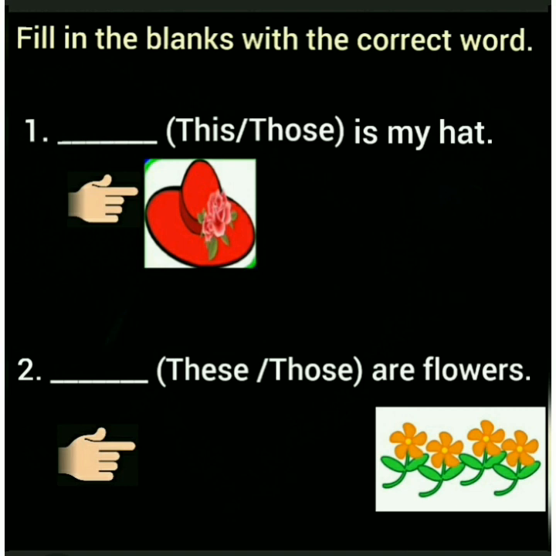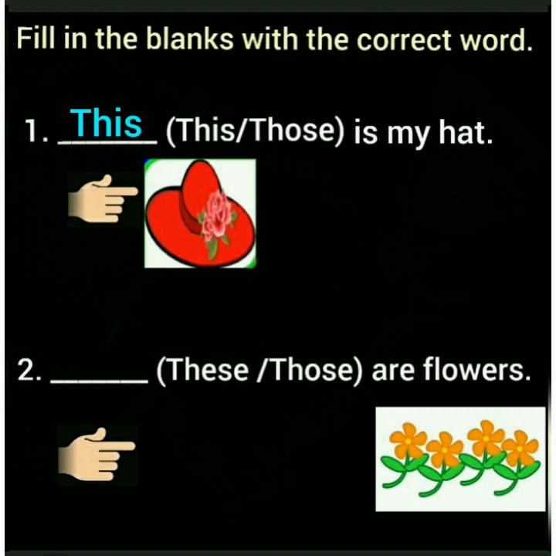Kids, you can see there is only one hat and it is near. So what will come? This or those? Yes, this. Because we use this when we talk about one thing that is near to us. So we will write this. This is my hat. Number 2.